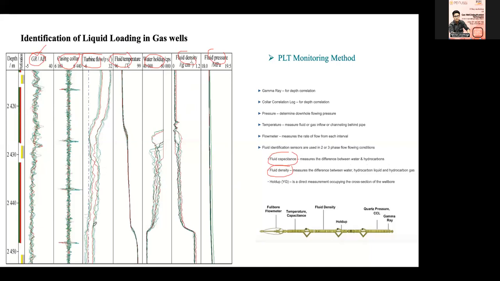Now, if you see here in your turbine flow meter, you notice that your gas rate decreases in this region. That means there is less gas coming out of your interval. And then you also notice your fluid temperature increasing and your water holdup. Water holdup is basically your liquid holdup, which is the fluid occupying some interval of your tubing. So basically, you have more gas here, and at this interval, you have more water. You correlate this with the fluid density, which increases, so you are identifying this as your water.